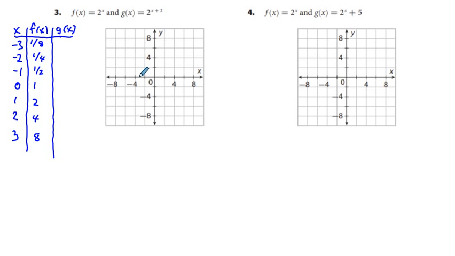So graph just like we had originally. I'll draw this real quick. 1/2, 1, 1, 2, 2, 4, 3, 8. So this is what that's going to look like.